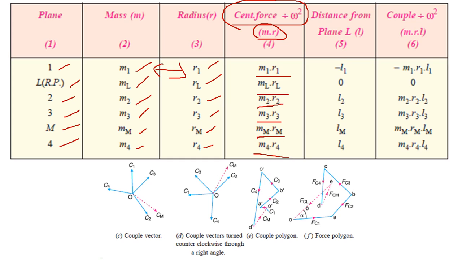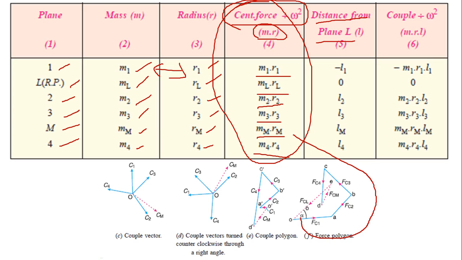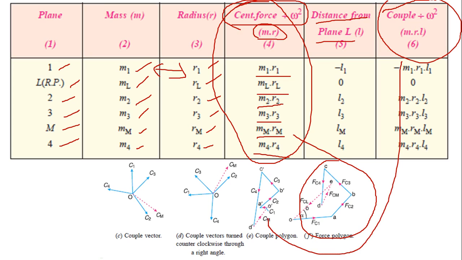Then now the distance, this is the new thing. Previously you have done only with M into R. Now the extra L will also be considered to get the couple value. So the fourth column values you have to use for the force polygon, whereas the couple value, whatever you are getting, will be used for the couple polygon.